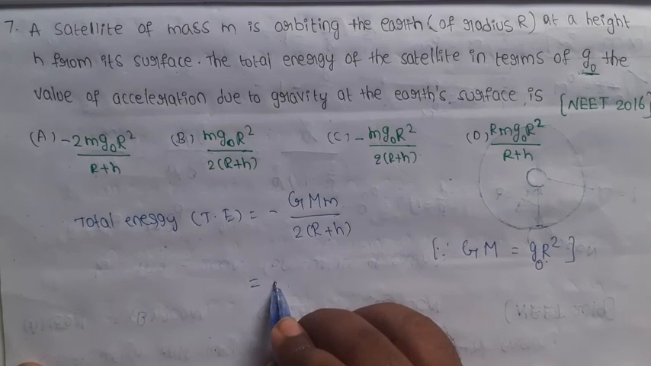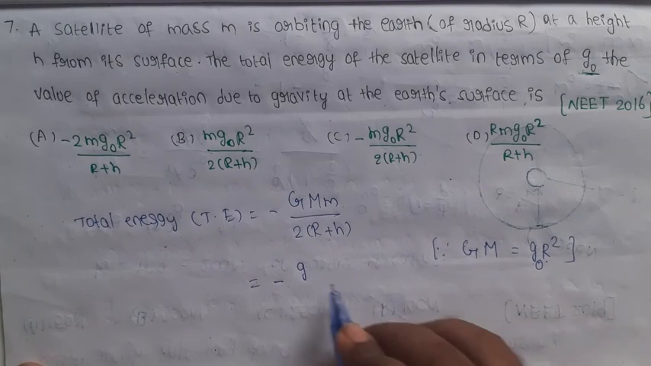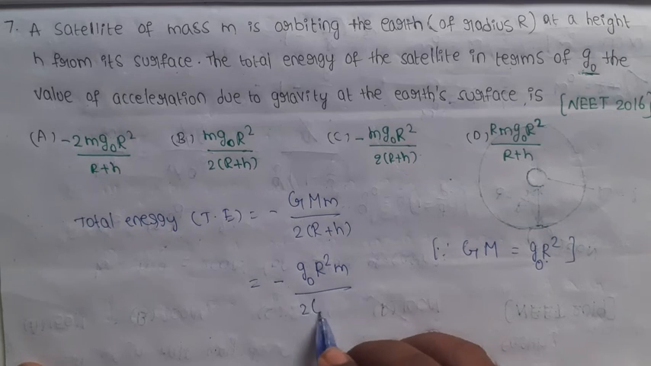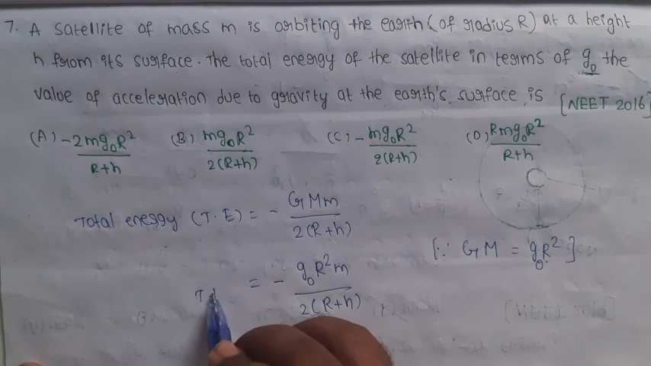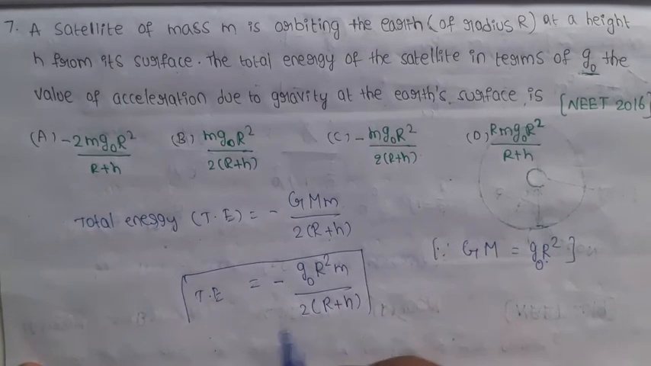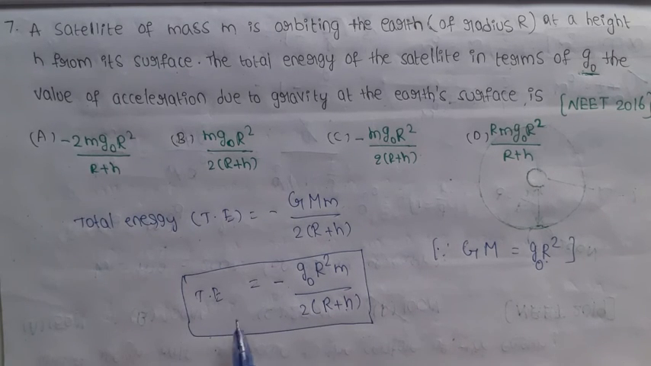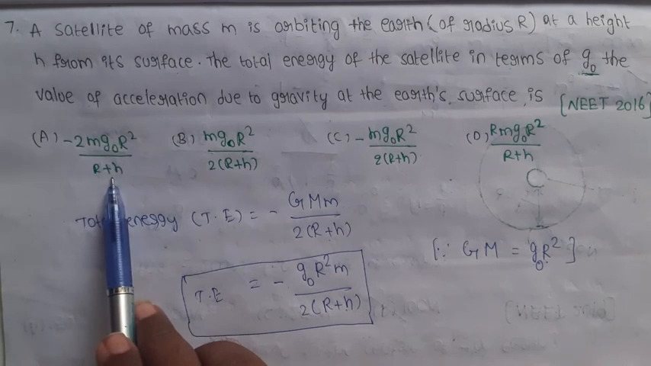So substituting that value, minus G M equals g naught R square. So the total energy is minus g naught R square into m by 2 into R plus h. That is the total energy formula. Okay, see the options.